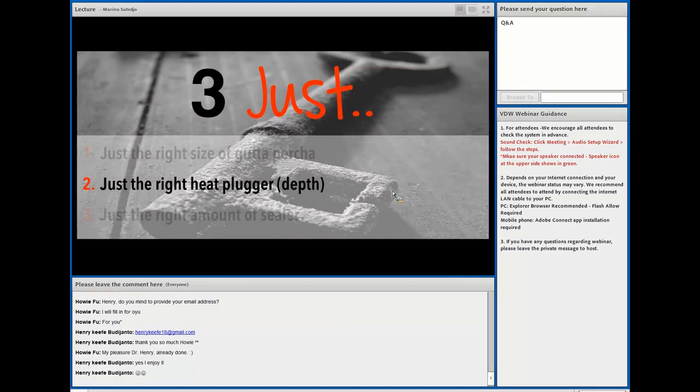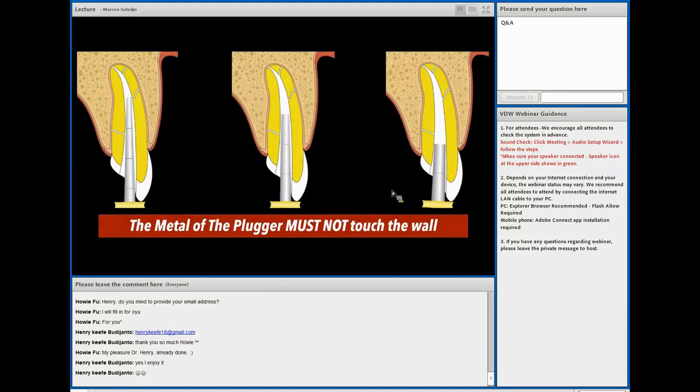And also we need just the right heat plugger, or I mean the depth. We need to understand that when we want to insert our heat plugger, we need to find the plugger in which the metal does not touch the wall. For example, we need to find a plugger like this, in this condition. It is not touching the wall.